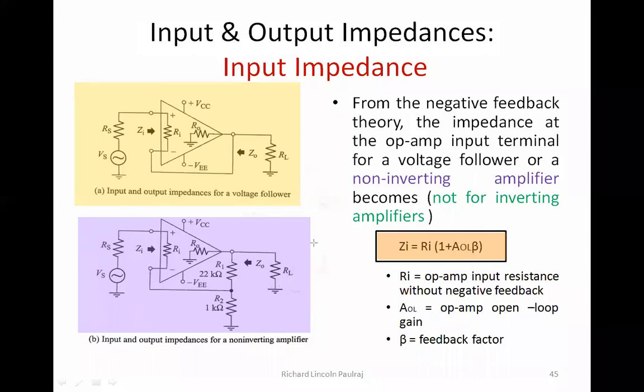So ultimately you should understand that this formula is referring to non-inverting configuration or voltage follower configuration. So there are three ways of saying this: voltage follower and non-inverting configuration. Two ways, right? One is the voltage follower and the non-inverting configuration, or you can also say this is not for inverting amplifier.